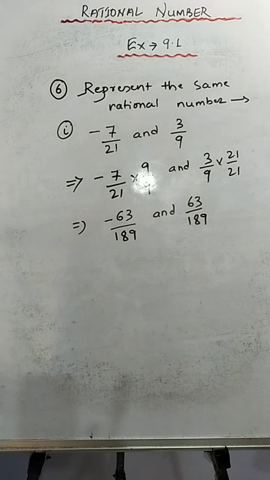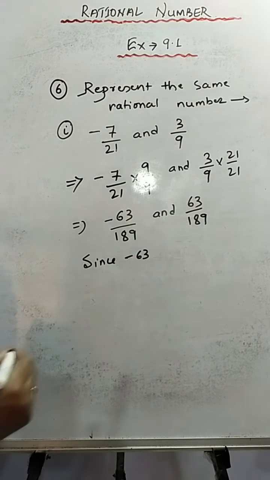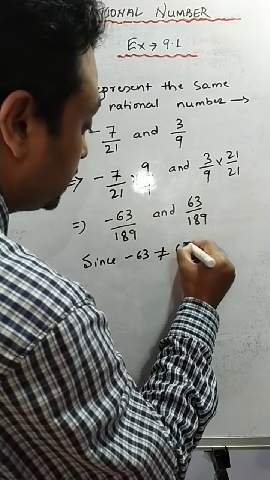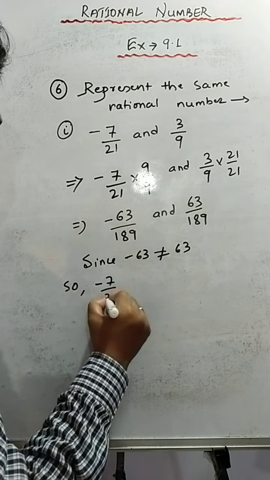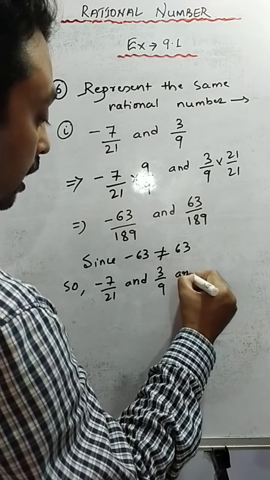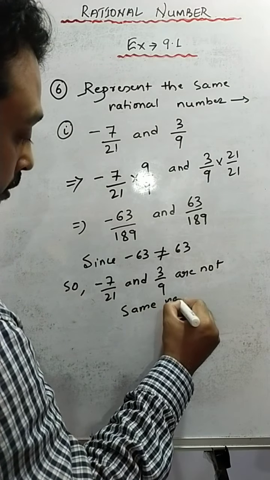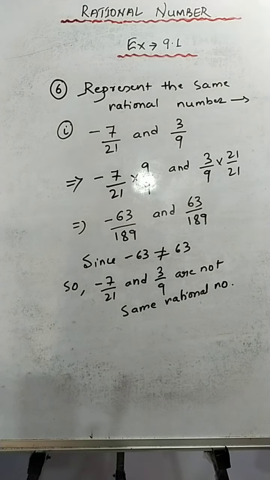So we'll write, since minus 63 is not equal to 63, minus 7 by 21 and 3 by 9 are not the same rational number. Okay, so this is how we will conclude the sum. Fine. So now let's move on to sum number 2.